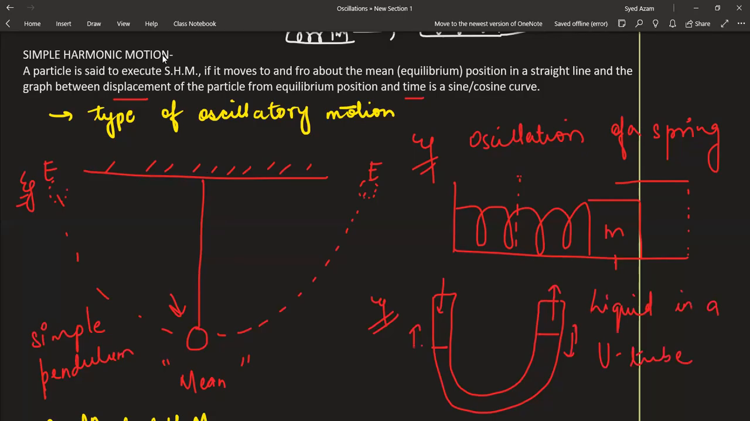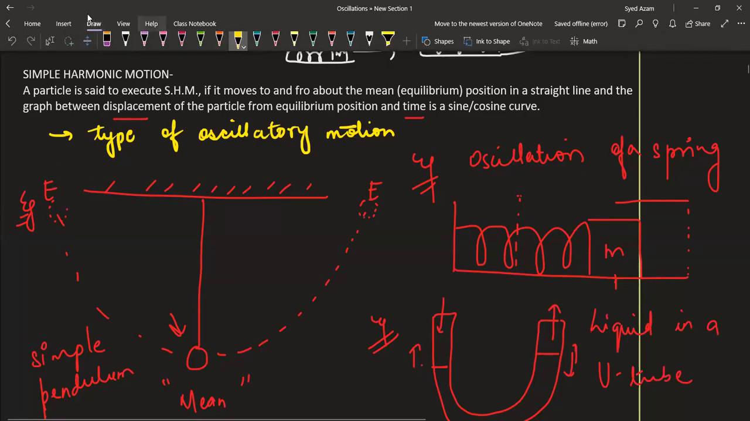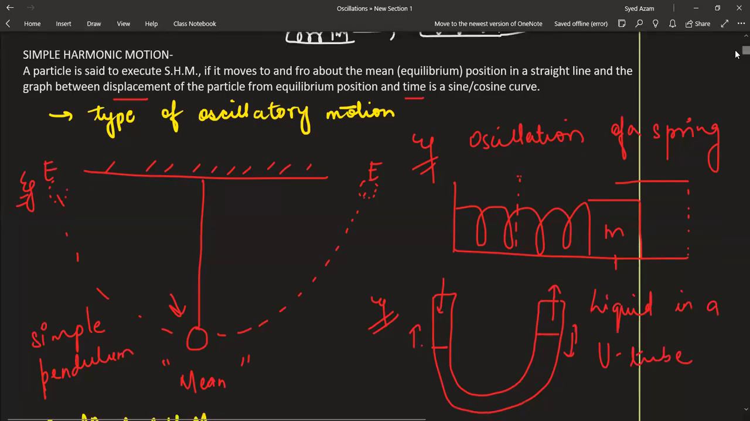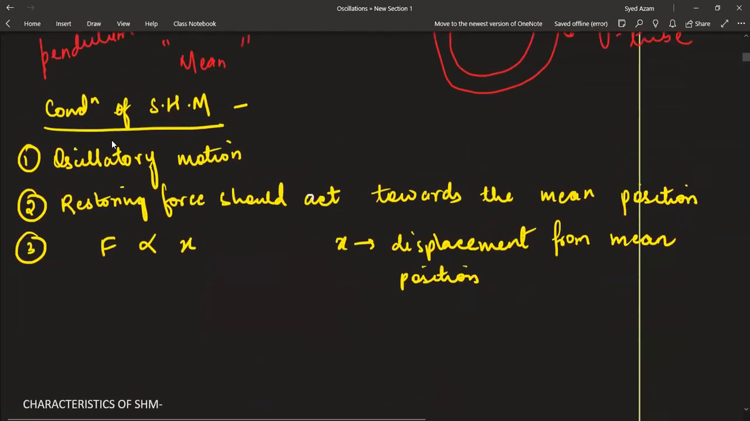Now, what are the conditions of SHM? Right. What we were talking about, the sine curve also. So firstly, it has to be an oscillatory motion. It has to be a complete oscillatory motion. To and fro motion should occur. Like see, in periodic motion, to and fro motion is not there. A time period is there. To and fro motion is not there.